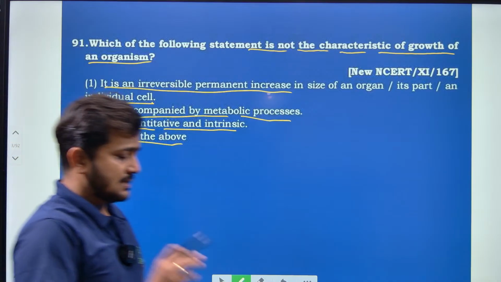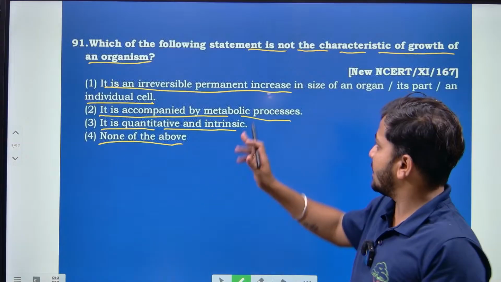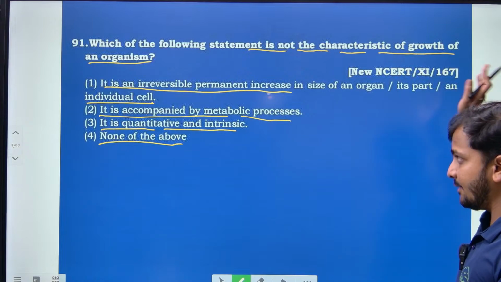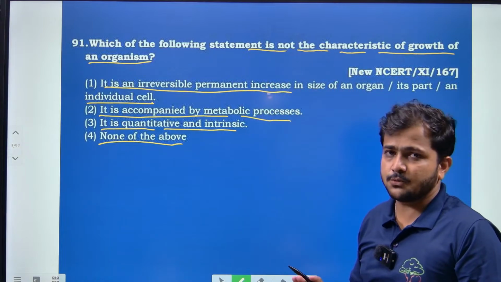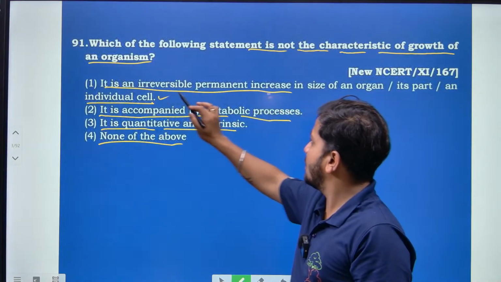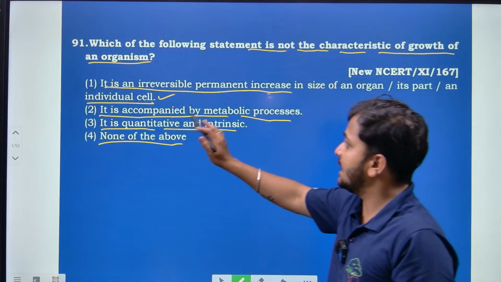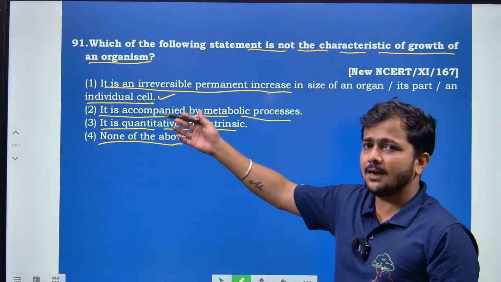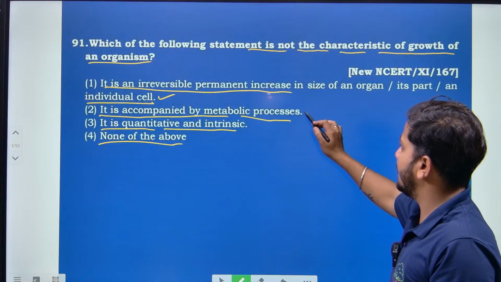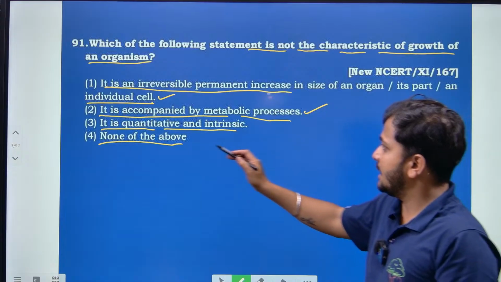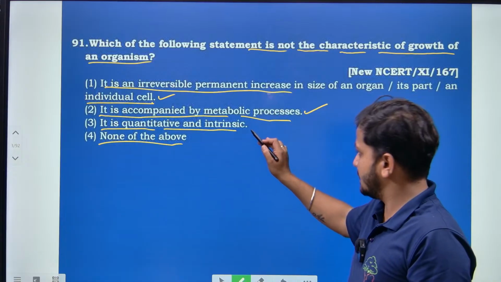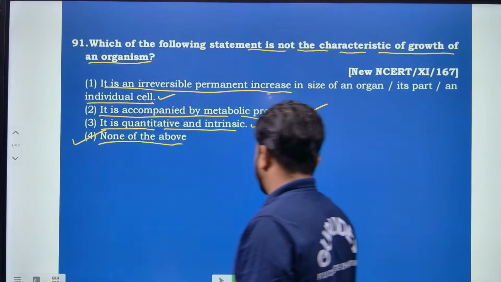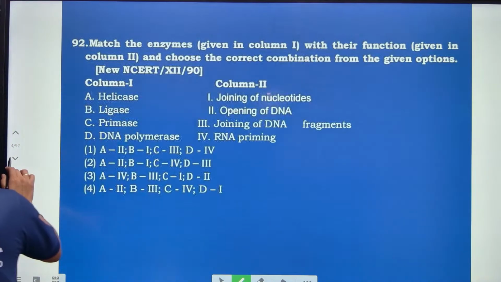Growth is actually an irreversible permanent change, and that can be seen with respect to the organ and even its parts or an individual cell. So this is correct for growth. Then it is accompanied by metabolic process. Yes, as it is a living organism, it will definitely undergo metabolic process. Then it is quantitative and intrinsic. Yes, it is. So the answer to this question is the fourth one, right? We'll go ahead with the next question.